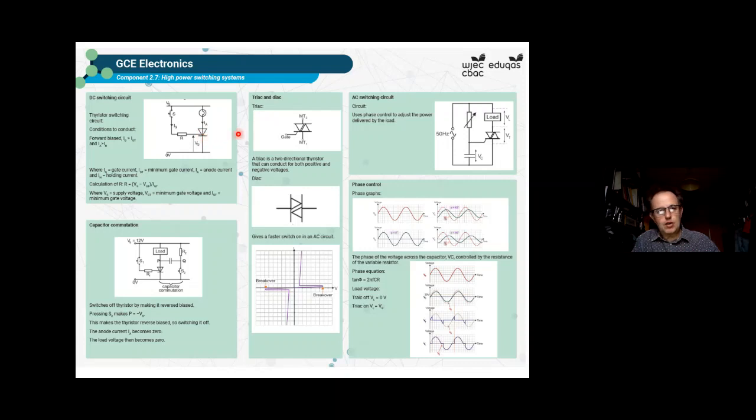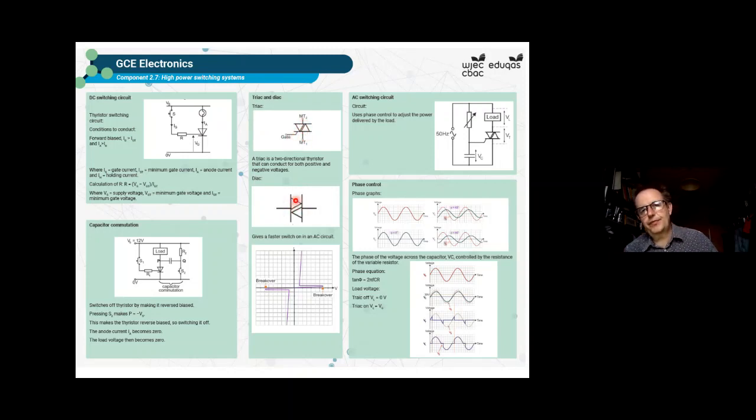Okay, so we'll look at some of these symbols that you have to know. Obviously, there is the thyristor itself. Then you've got a triac, which is basically two thyristors opposite to each other. With a triac, you get a gate voltage, which will turn one side on, but on the opposite side, it'll turn the other one off. The big thing is, a normal thyristor will only work with half a cycle in AC. Triacs will work with both cycles.